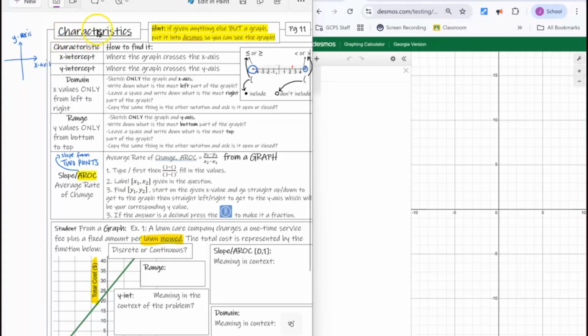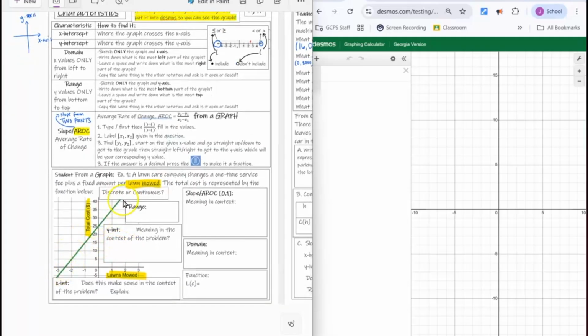Okay, we're going to continue looking at characteristics. This time we're going to look at domain and at our range. And again, remember the hint, if given anything else but a graph, put it into Desmos. You're still doing your domain and range for this graph, so there's your range, there's your domain. I'm putting it into Desmos so I can get a graph so I can see.